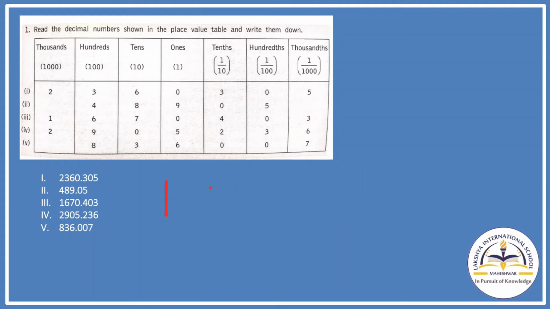Now for third, 1, 6, 7, decimal 403. Now for fourth, 2905, decimal 236. Now for last one, 836, decimal 007. This will be the answer.